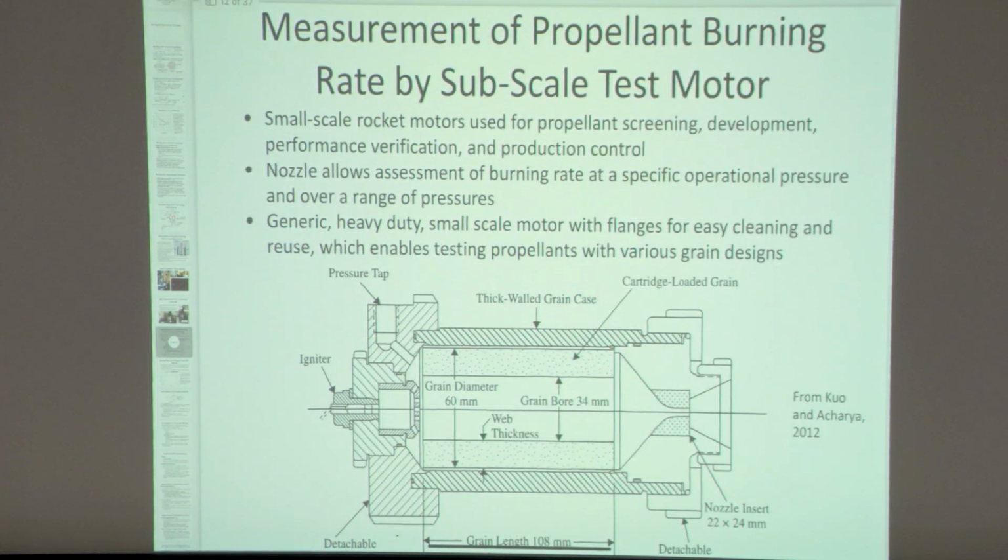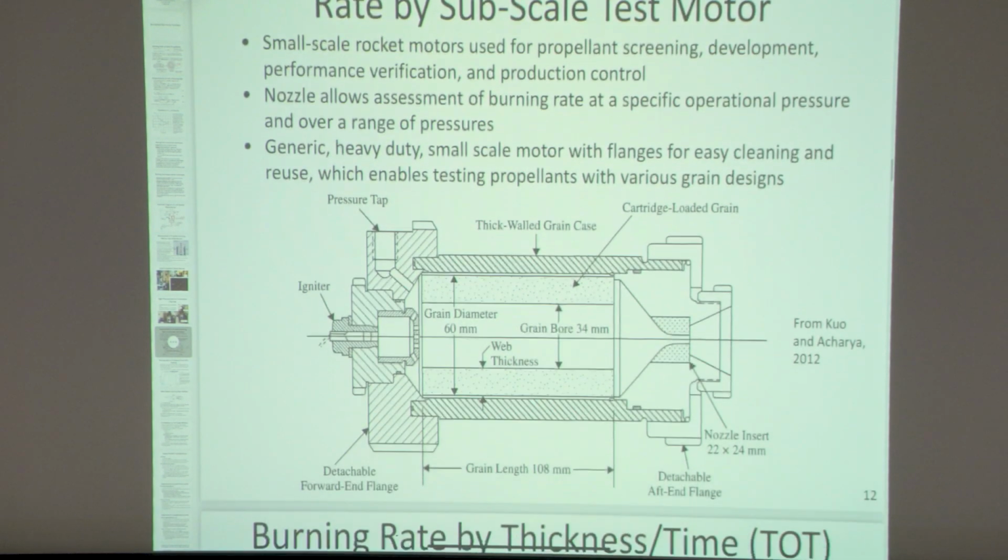You can also get a burning rate measurement from what's referred to as a subscale test motor. This is often the next level of testing of a new propellant beyond the strands. It gets you a little bit closer to what might happen in a real motor. And so small-scale rocket motors are used for propellant screening, development, performance verification, and production control. The nozzle allows assessment of burning rate at a specific operational pressure and over a range of pressures.